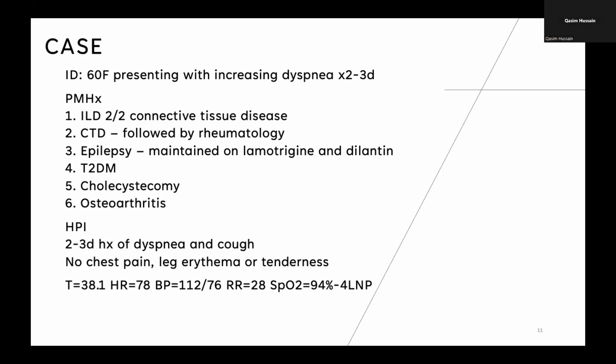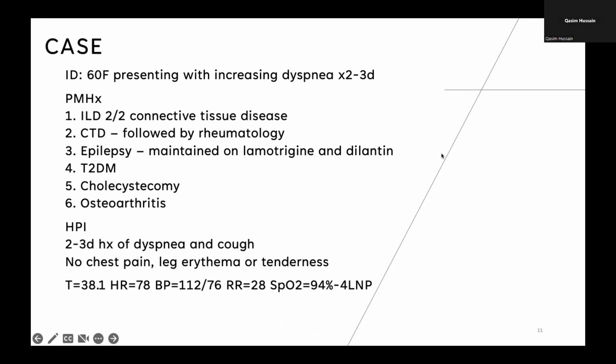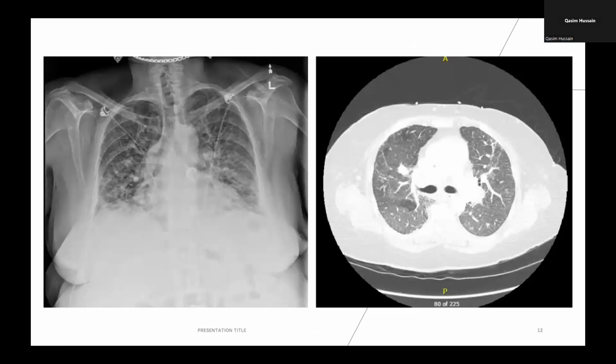But other than that, doing pretty well, other than satting 4 liters nasal prong. But it should be noted that her baseline is room air oxygen. So as usual, she got her chest x-ray.